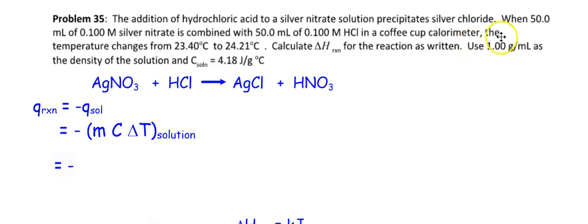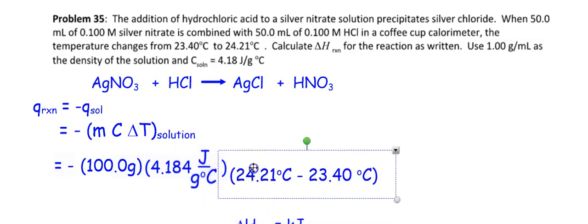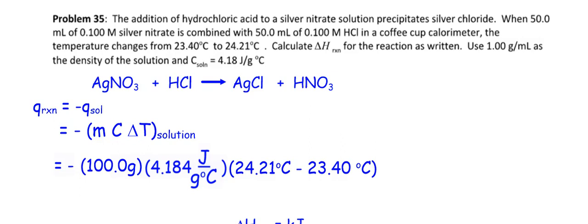So if you have 100 mL, here is your density. How many grams do you have? You have 100 grams. They gave you the C value, and they gave you your delta T over here. So let's see, here we go. Do the math, what do you get? Okay, this is what I got. Hopefully that's what you got too.